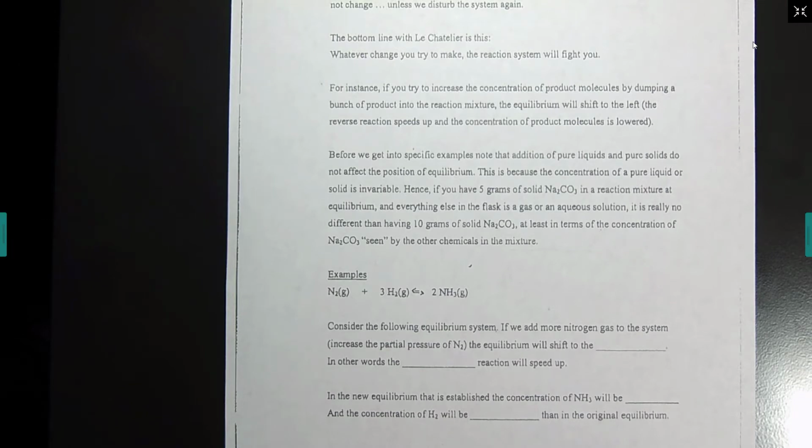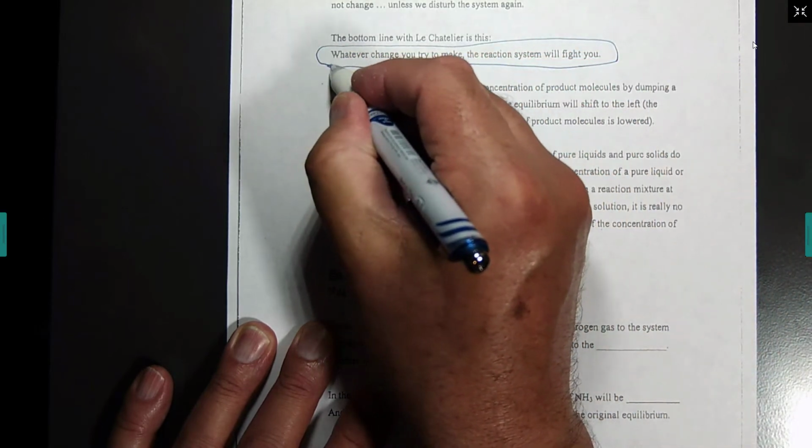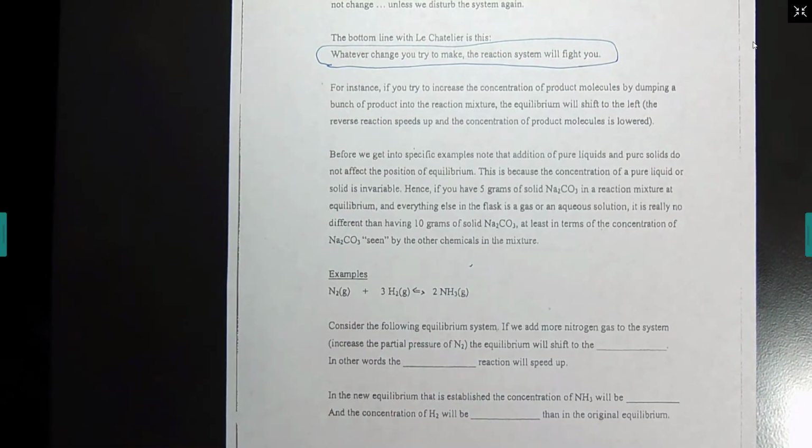Here's the bottom line with Le Chatelier's principle. Whatever changes you try to make by adding or removing stuff, the reaction is going to fight you. So if I try to add more product to a reaction system, that reaction is going to try and burn that product up. I keep adding more product, it's going to want to get rid of the product. If I add more starting materials, more reactants, the reaction is going to shift to the right in order to try to get rid of those reactants.